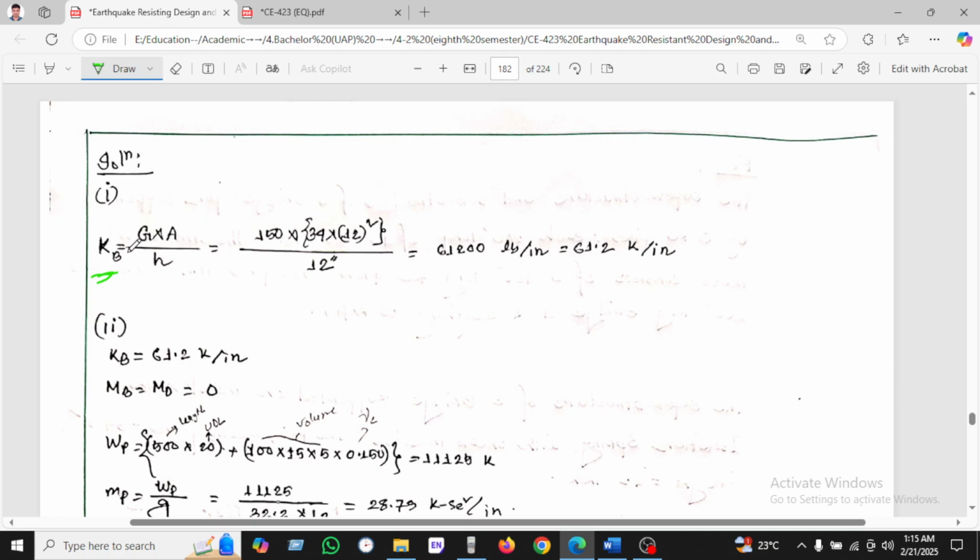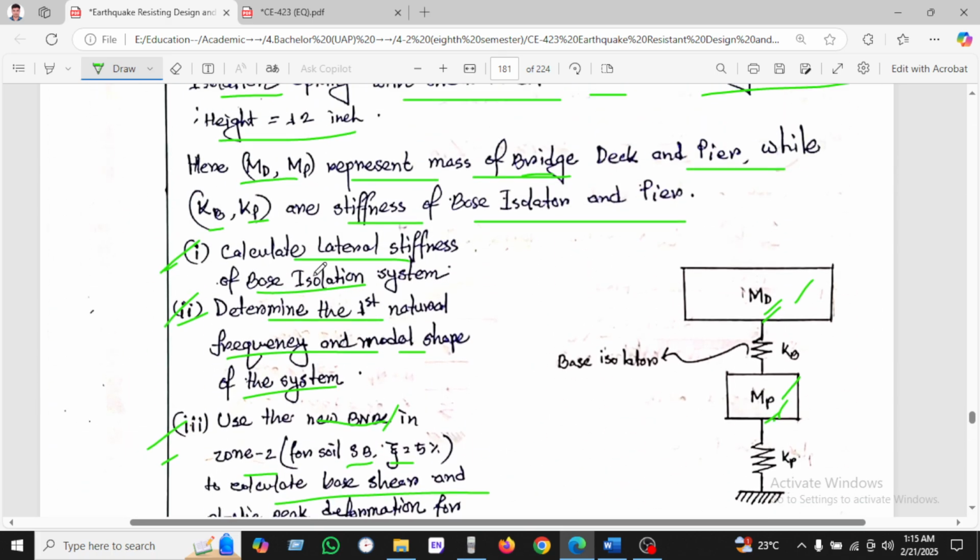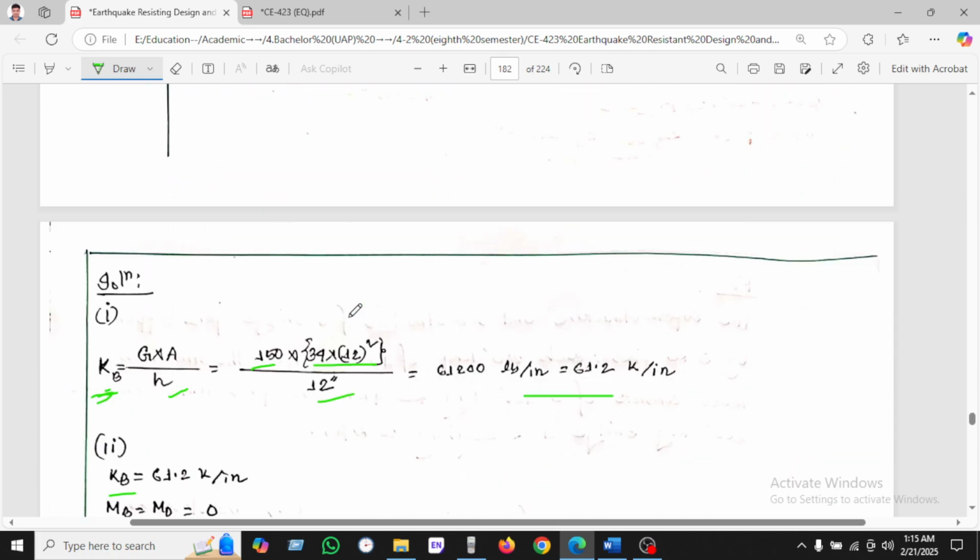We know K_B equals G into H, where G is the given modulus of elasticity and the bearing system is given, and H equals 20. Number 1, we calculate the lateral stiffness of the base isolation. Number 2, determine the frequency and mode shape.